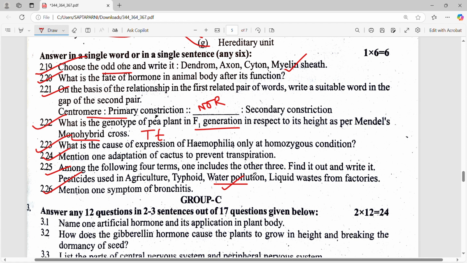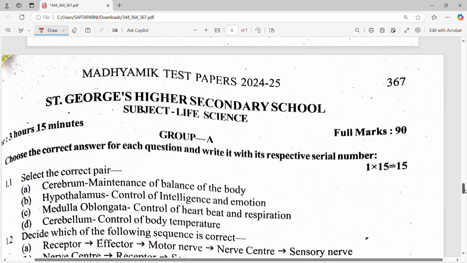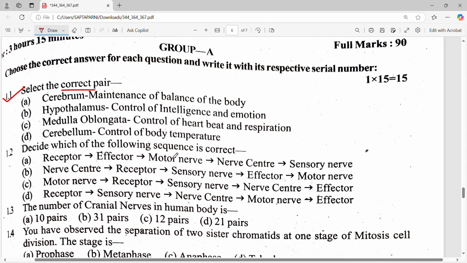Okay. Next, we have page number 367, St. George Higher Secondary School. The first question asks, select the correct pair. See here, this one is the repeated question from the first question set. Here the correct answer would be medulla oblongata, which controls the heartbeat and respiration.